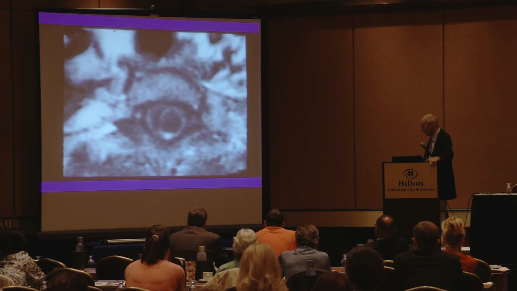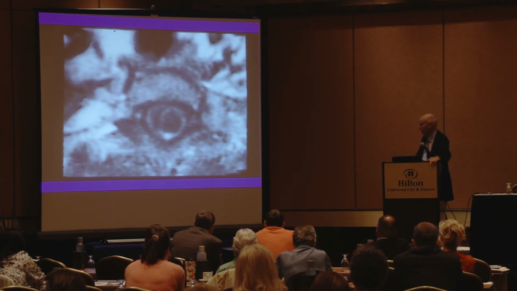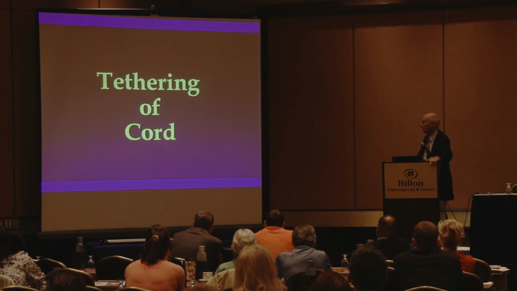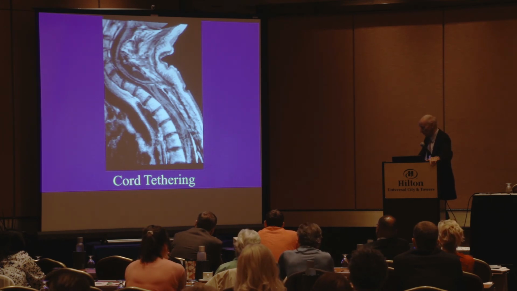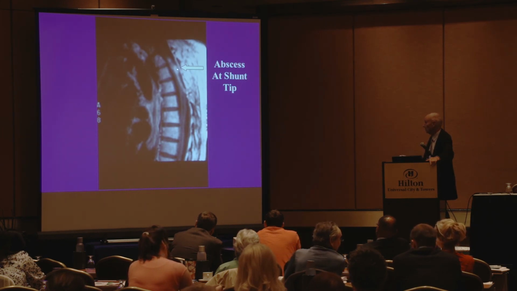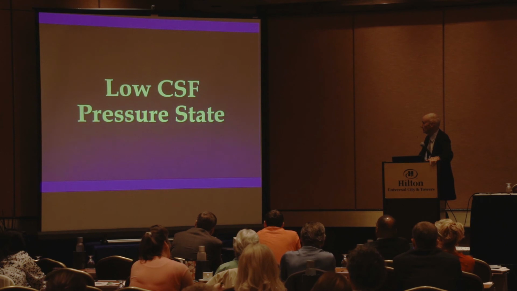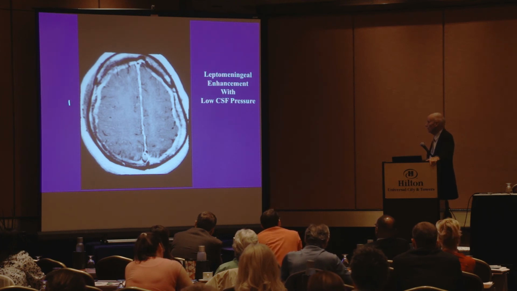Poor shunt placement. This particular patient had a shunt placed in this part of the cavity, but it had a double chamber and one cavity was not implanted. The shunt may become tethered, as in this particular situation. Infection can occur, as occurred here, a small, tiny abscess. Low CSF pressure state, we've already heard about the highlighting of the meninges with low CSF pressure.